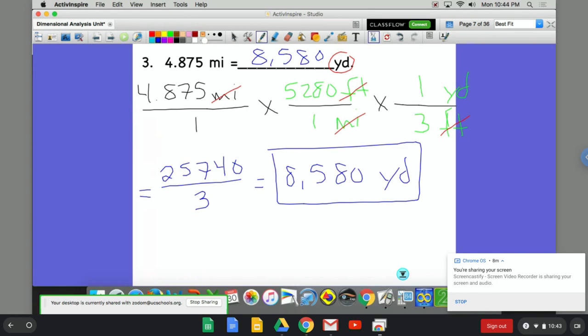So if anybody ever wants to know that, or if you're going to go run that many miles, now you know how many yards, or you divide that number by 100, you know how many football fields you've ran. So that's why we're doing this.